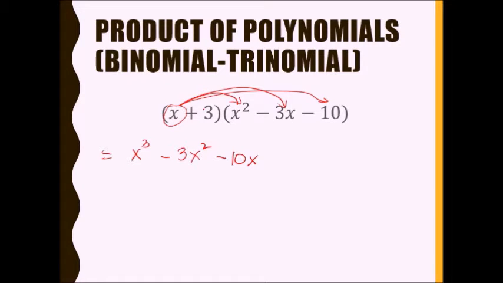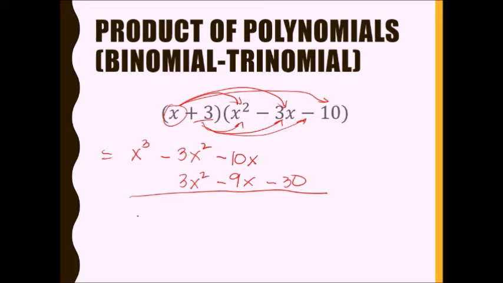Next, you have positive 3 or 3 times x squared, negative 3x, and negative 10. Okay? So, 3 times x squared is 3x squared. So, 3x squared, positive. Then, 3 times negative 3x is negative 9x. And 3 times negative 10 is negative 30. Okay? So, combine the similar terms. We will have x cubed. 0 na to. Then, negative 19x minus 30.